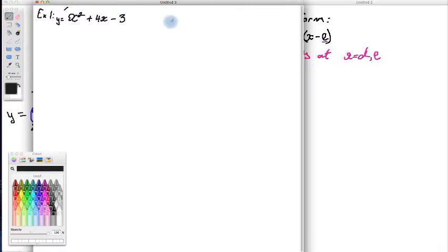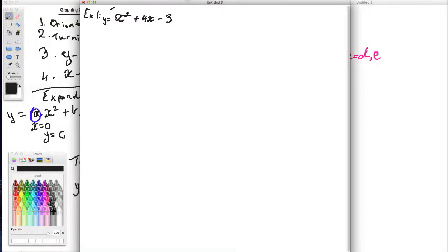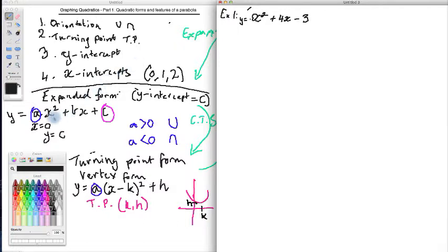Now the first thing I note is that I've got minus 3 here. This is in expanded form. So because it's in expanded form, I look to this value here, which is just a positive 1. There's a hidden positive 1 there. So because it's positive, it's bigger than 0, so I know that it's going to be a bit of a smiley face sort of look. So it's positive orientation, smiley face sort of look. Also look to this last bit, the constant c there, and that is the y-intercept. So I know that it's also got a y-intercept of negative 3. So there we go, I know a couple of things already.